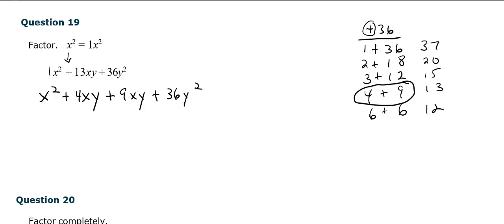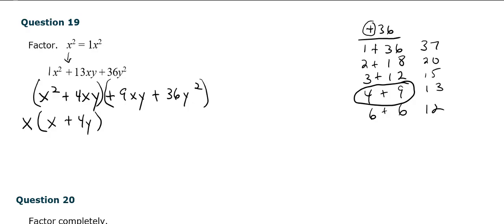So since I have 4 terms, I'm going to factor by grouping. In the first group, the only thing they have in common is x. So I'm going to factor out an x. And when I divide x squared by x, I get x. And when I divide positive 4xy by x, I get plus 4y.